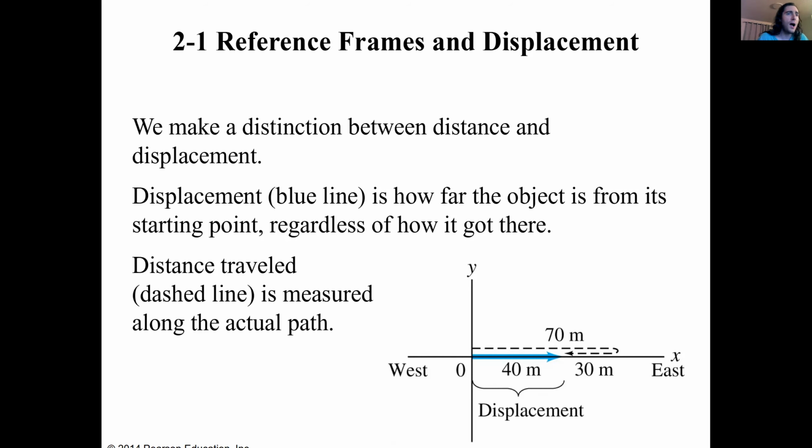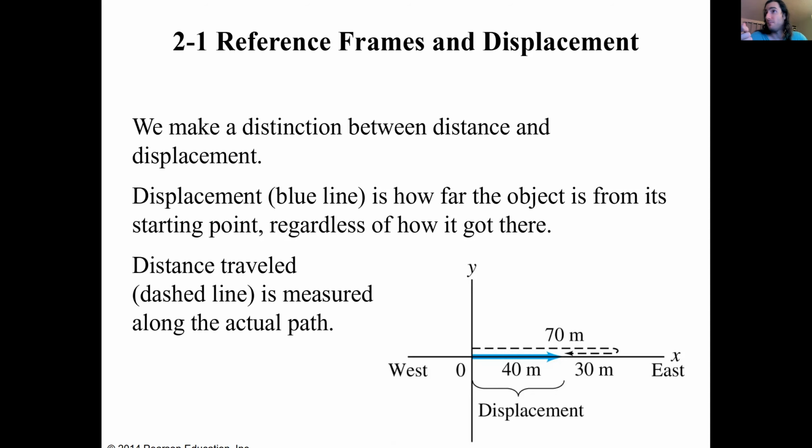For example, if you walk 70 meters down the street, away from your house, but then you say, oh, wait a minute, I forgot my phone, and you turn around and walk 30 meters back, well, then you've traveled 100 meters, but your displacement from your home is 40 meters, okay?